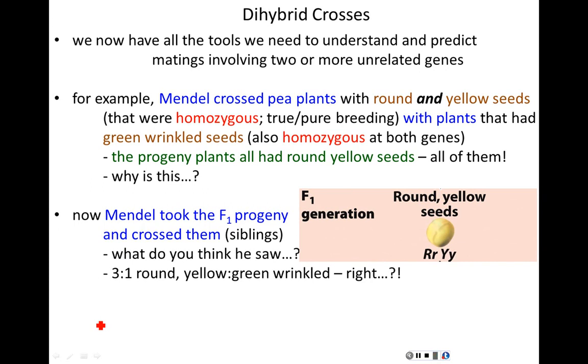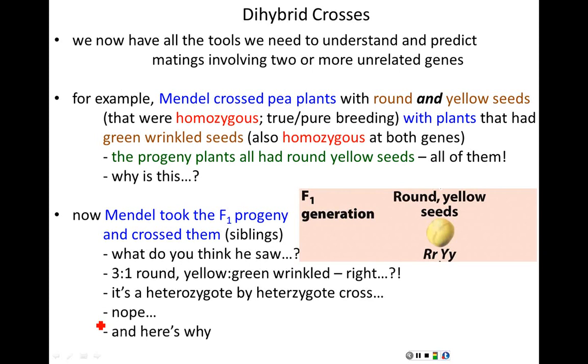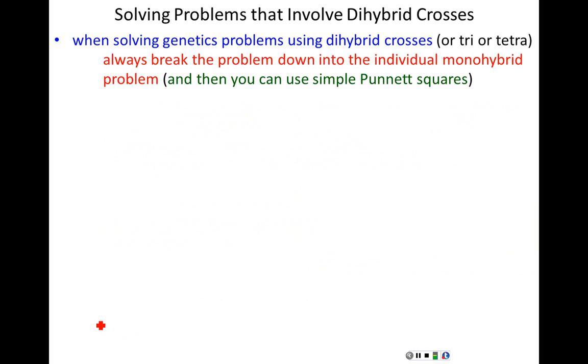75% of them round and yellow, 25% of them green and wrinkled. I would understand why you would go down that road, but that's not what he saw. It is a heterozygote by heterozygote cross, but those 3-to-1 ratios pertained to single gene crosses, and this is a dihybrid cross. So let's solve this problem in a way that makes some sense to us.